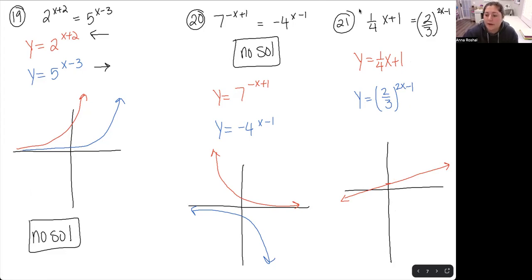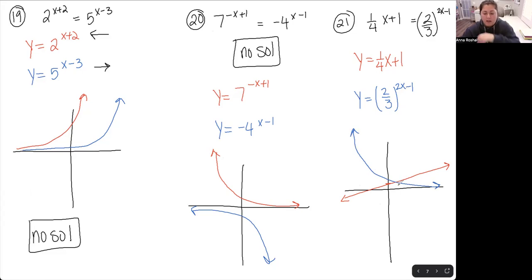And then the other one will be 2/3. When my base is a fraction, I know that the red graph is going to look like the fraction graph, because this is actually 7 to the negative 1 power. So it's like 1/7. And then this 2x minus 1. So I'm going to end up kind of in this shape.